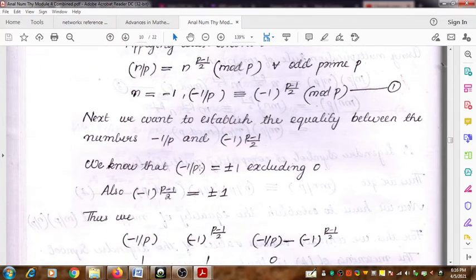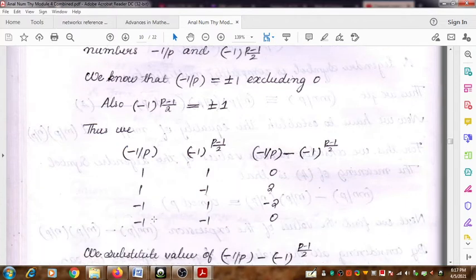But we know that (minus 1 bar p) equals either plus 1 or minus 1, excluding 0. So it cannot be equal to 0. We also know that minus 1 raised to (p minus 1) by 2 equals either plus 1 or minus 1, depending upon the value of p. Thus both values are plus 1 or minus 1. Next we have to consider all possible combinations of these values, therefore we can prepare a table.